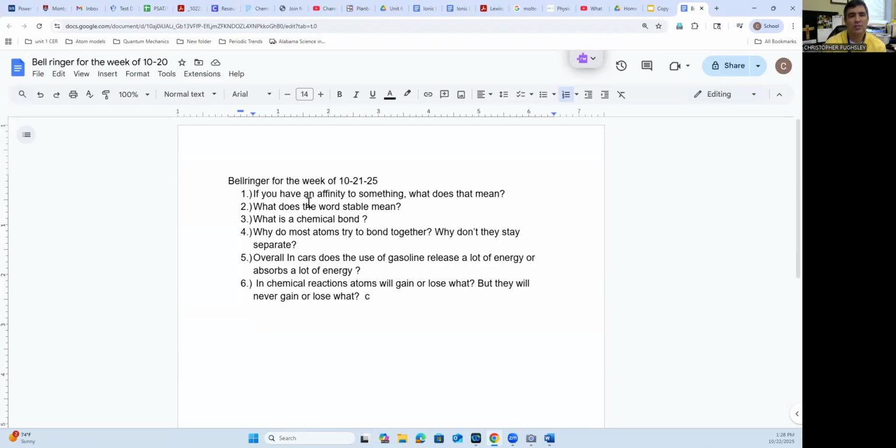Next one, what does the word stable mean? The word stable means set. It doesn't want to change, not reactive. If something is stable, it's set. It does not want to react. It doesn't need to change.